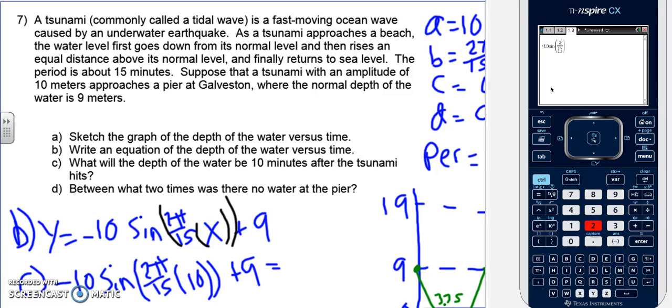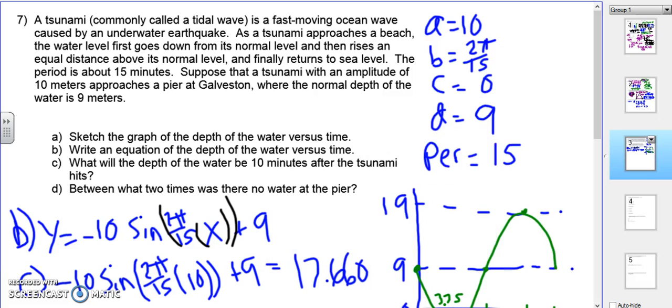Okay. All right, so now I'm just going to type that in: -10 sine fraction 2 pi over 15, and then times 10, plus 9. All right, 17.660. Does that answer make sense? Based on my graph, let's see.